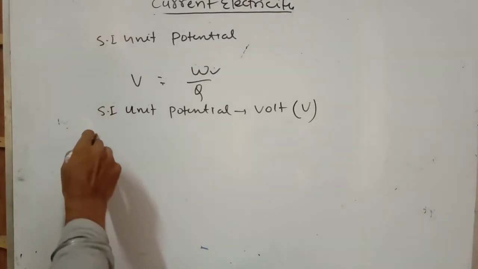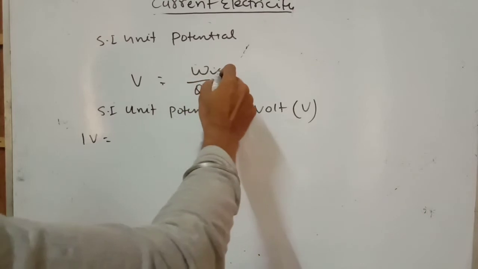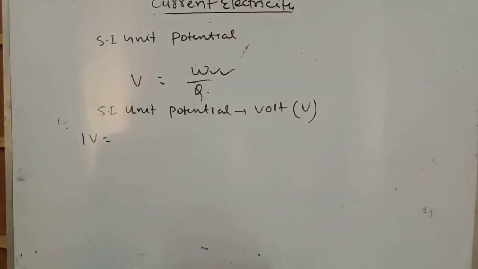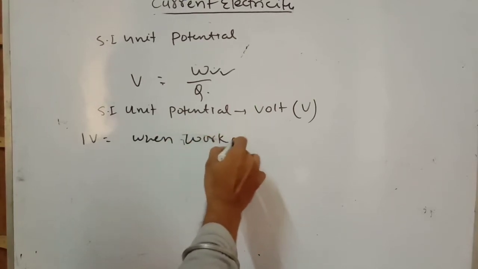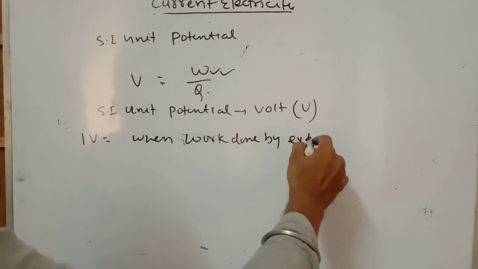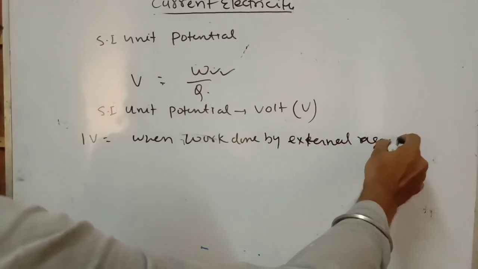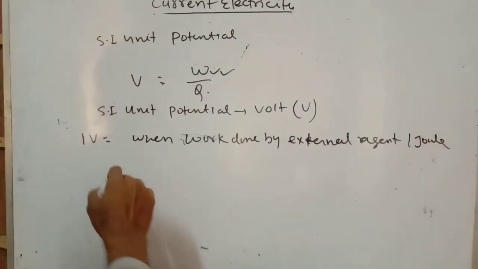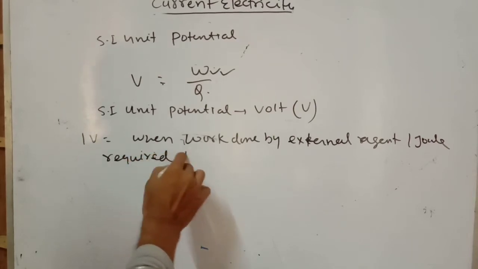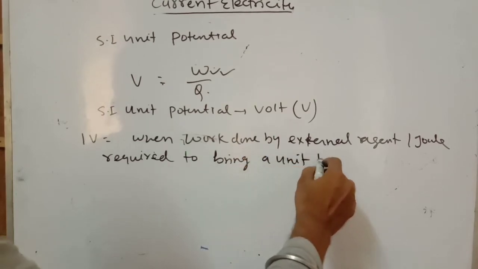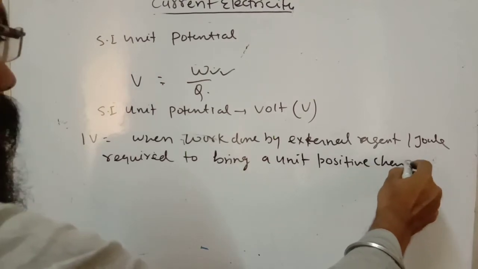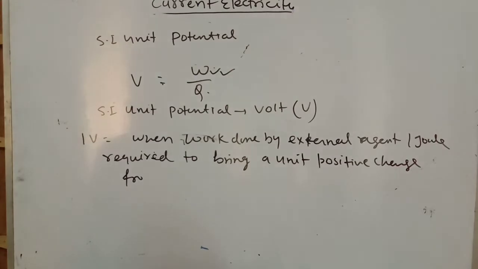What is the definition of 1 volt? The work done by an external agent of 1 joule required to bring a unit positive charge from infinity to a point, so that the potential at that point is called 1 volt. So when work done by external agent, 1 joule, is required to bring a unit positive charge from infinity to a point, that is called 1 volt.